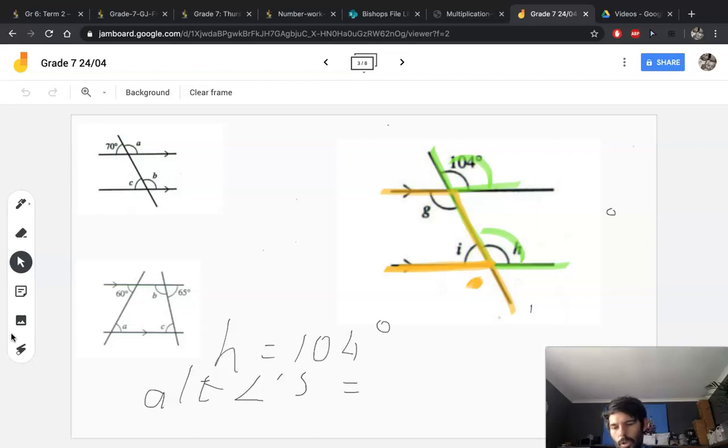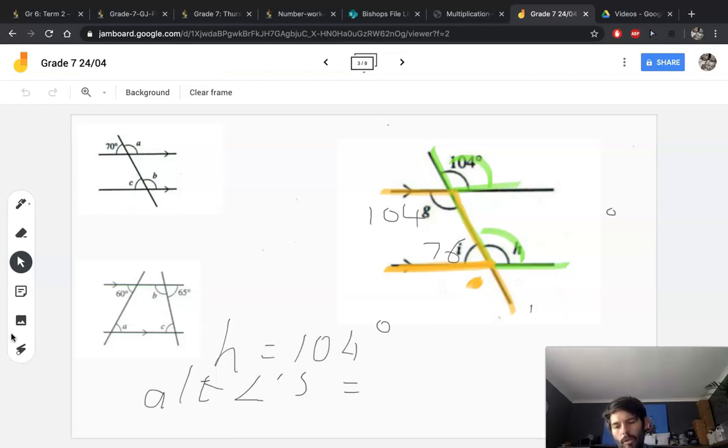What's important to note here is the co-interior angles of G and I add up to 180. So this G, as we said, was 104, and I is 76, and there you can see your co-interior angles G and I are supplementary. So there's a nice example of that for you.